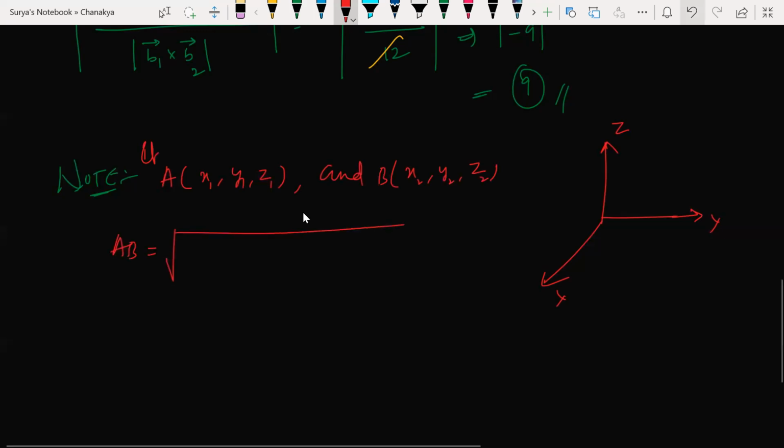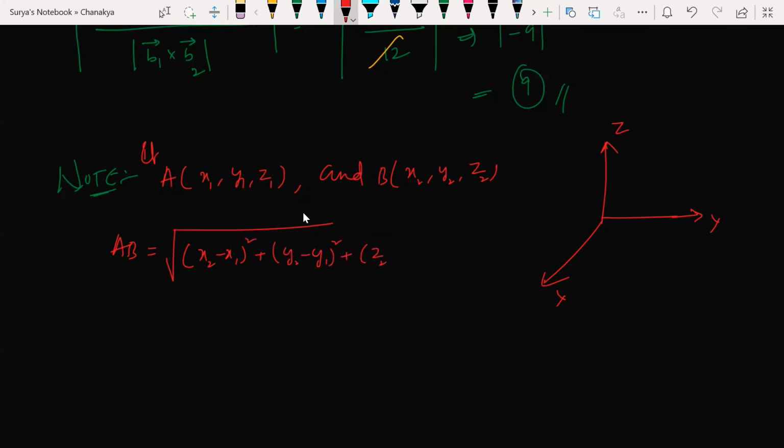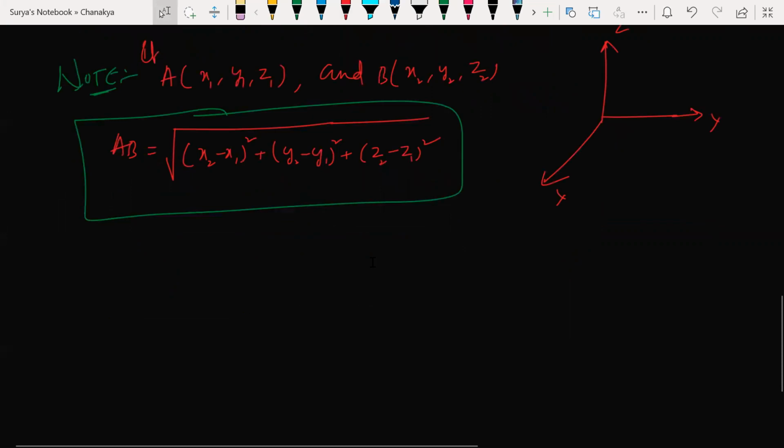Very simple. The formula which we learned in 9th standard, again I'm applying here, but only one coordinate is extra here, which is Z, right? X2 minus X1 whole square plus Y2 minus Y1 whole square plus Z2 minus Z1 whole square. Done. If you know this formula, nothing to worry much. Very simple.